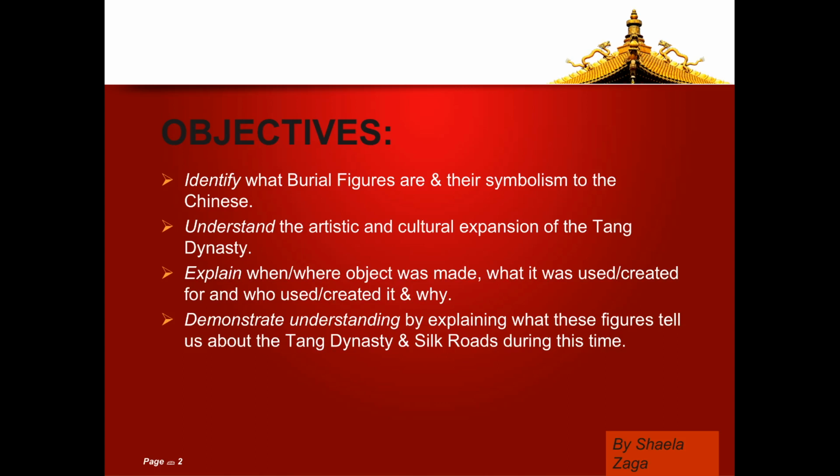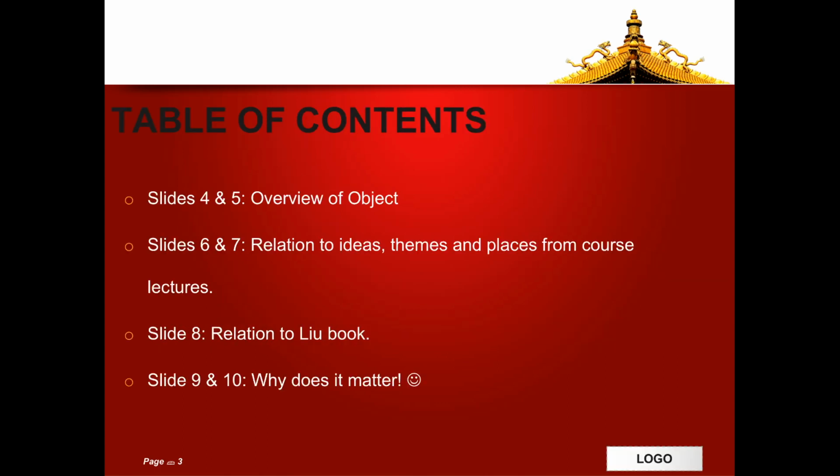My table of contents, so you know what you're getting yourself into. Slides 4 and 5 is an overview of my object. 6 and 7, relation to ideas, themes, and places from course lectures. And slide 8, relation to the Lu book. And 9 and 10, why does it matter?